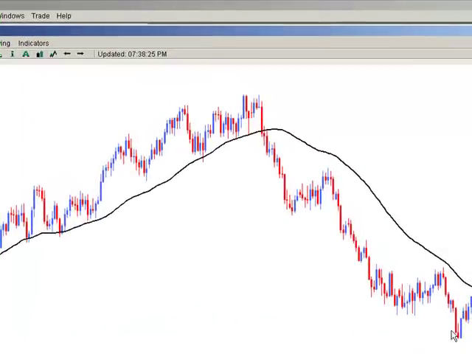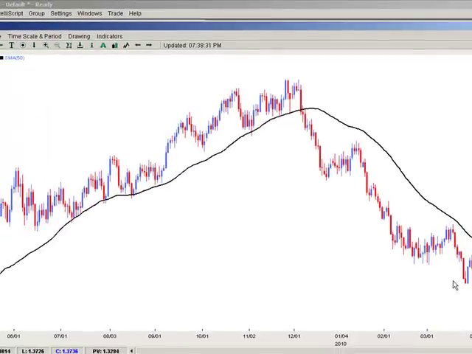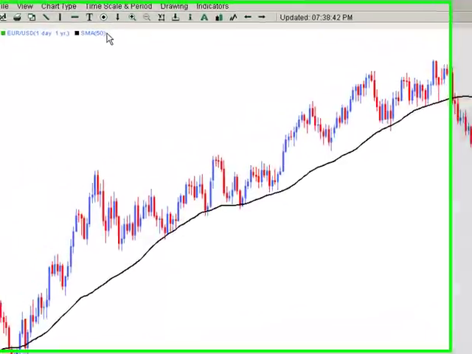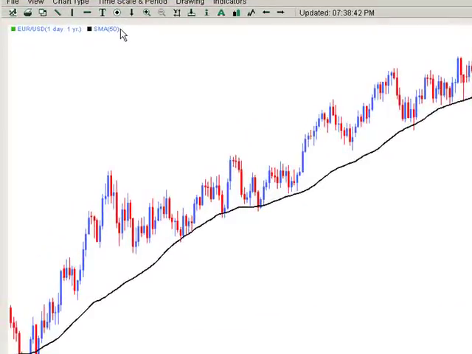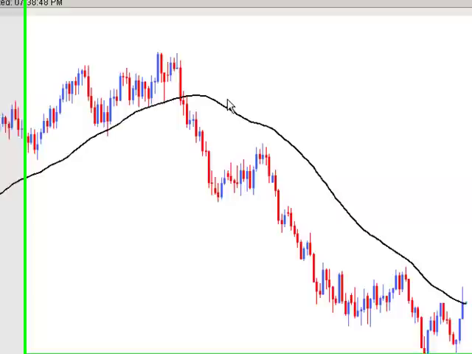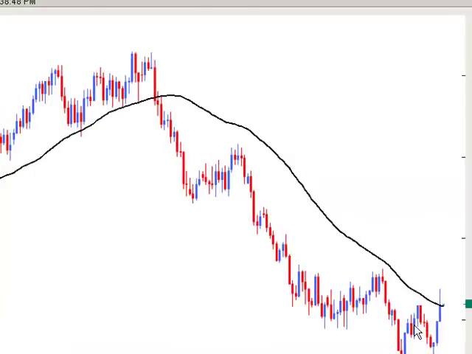I want to look at the euro dollar on the daily time frame, and I want to put a parameter on here that shows me what the trend is no matter what. And the trend is the 50 period, and since it's on a daily chart, this would make it the 50-day SMA, simple moving average. And it's this black line that we've got here. And this black line has been headed downward for months now.